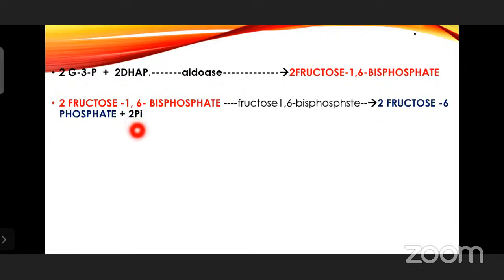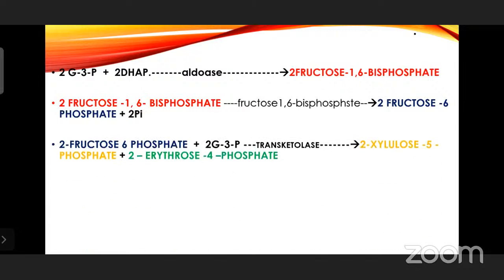And here the phosphate is removed. You can see 2 Pi means 2 phosphates are removed here. It is 1,6 bisphosphate, meaning it has 2 phosphates. By this enzyme, it is getting converted to monophosphate. That means 6 phosphate only, and 2 phosphates are removed here.